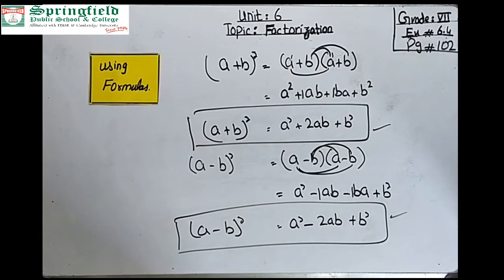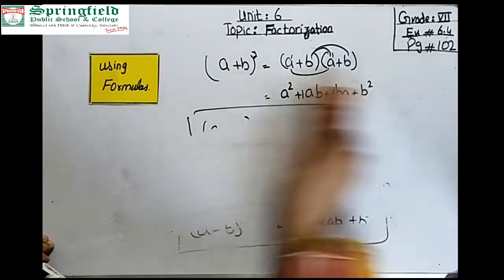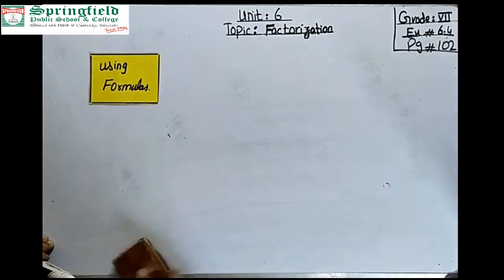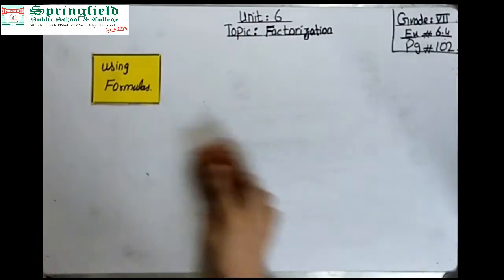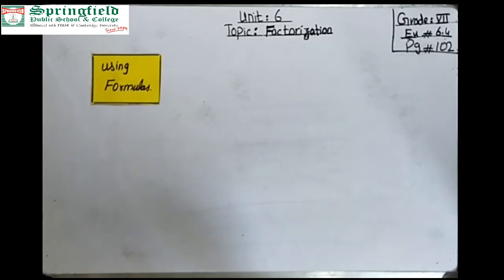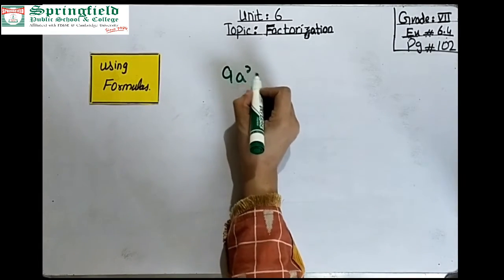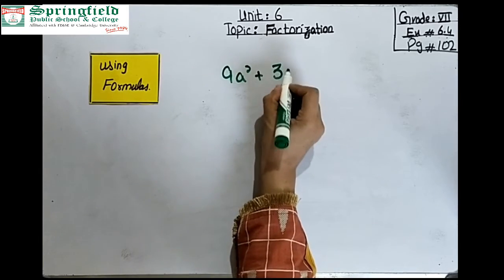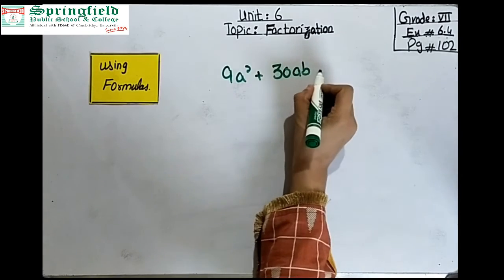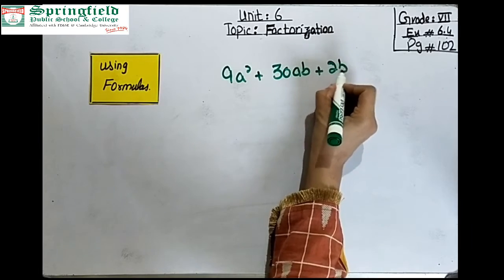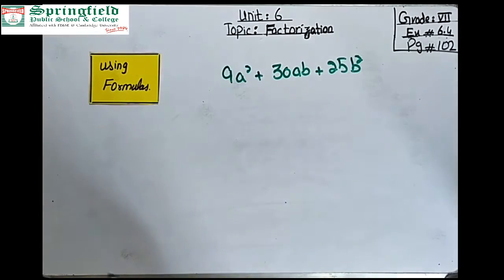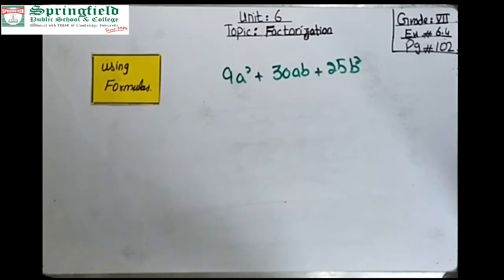We will factorize a polynomial expression by using these two formulas. Okay, now let's suppose a polynomial expression is 9a square plus 30ab plus 25b square. Fine? And they are saying to factorize this one. So how can we factorize?